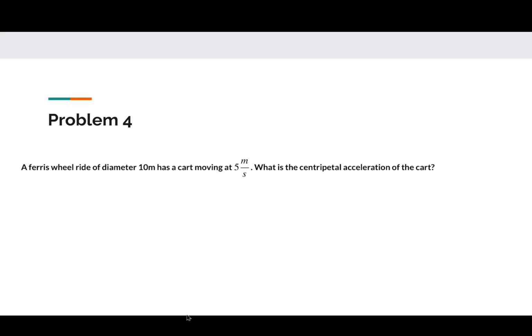So for question 4, it says a Ferris wheel ride has a diameter of 10 meters and is moving at 5 meters per second. So what is the centrifugal acceleration of the cart?